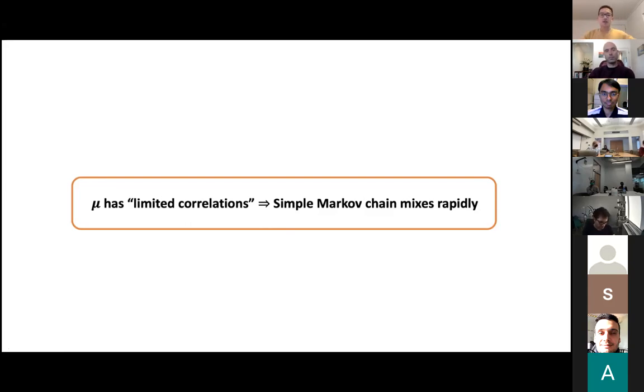Perhaps another example that you might keep in mind is the simple random walk on the hypercube, or more generally just the simple random walk for product distributions, where you pick a random coordinate and you resample that coordinate. Now in that case, the correlations in such a distribution, you have no correlations at all. The correlations are 0. And in that case, you also have that the simple Markov chain mixes very rapidly. I'll make this a little more precise later on in the talk.